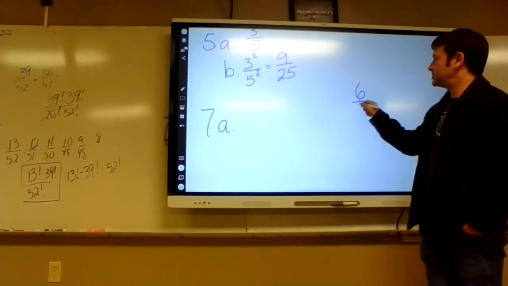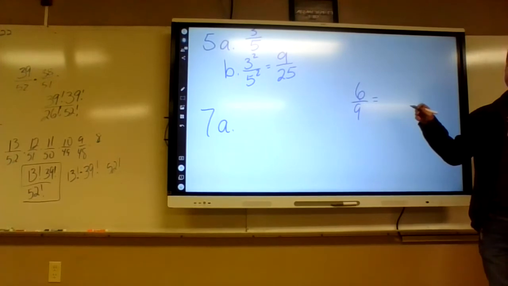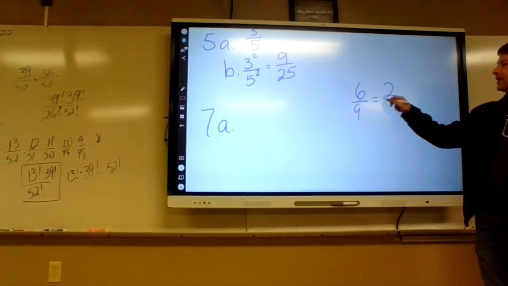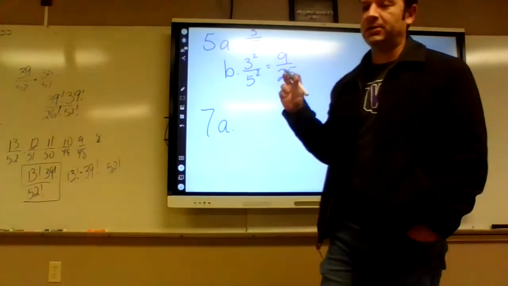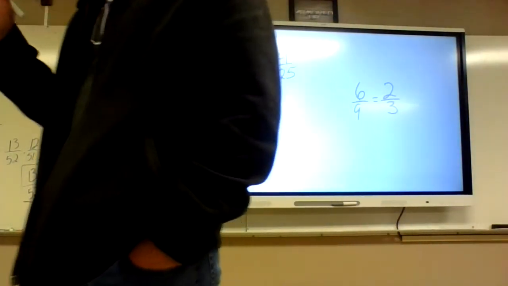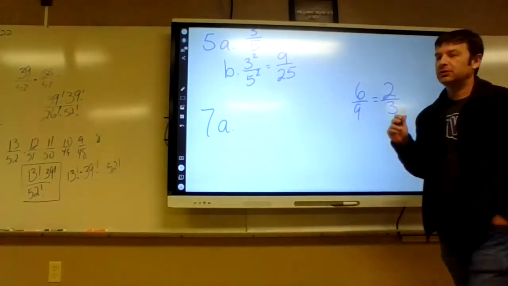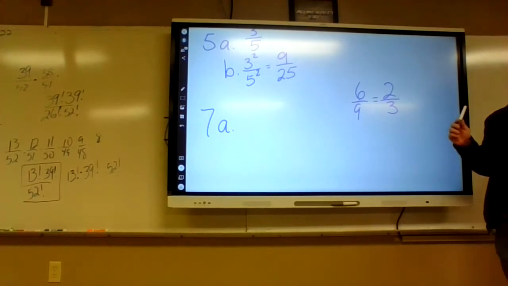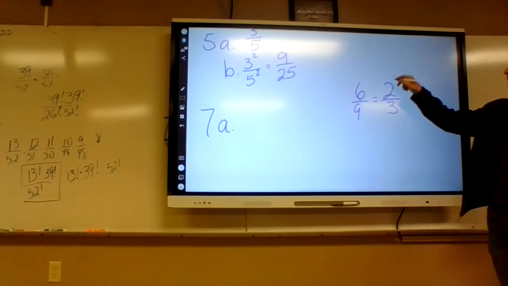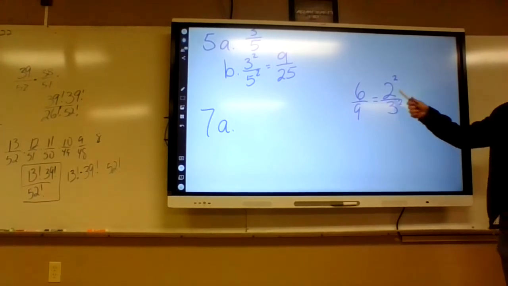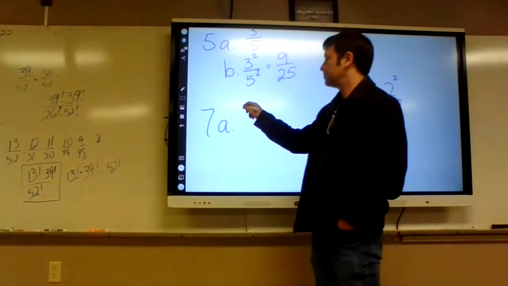6 and 9. What is 6 to 9 reduced to? 2 to 3, right? Okay, so that's the basic ratio for number 7, 2 to 3. That's not the answer yet. 7A says, what's the ratio of the surface areas? Square them, so 4 to 9. Areas, remember, are two-dimensional, so that's where we have to square this ratio. 2 squared is 4, and 3 squared is 9.